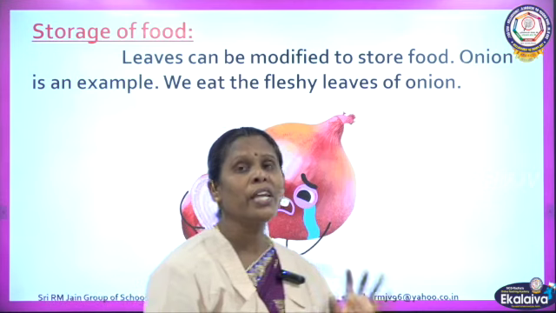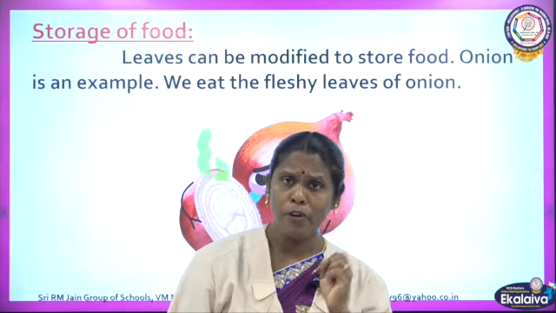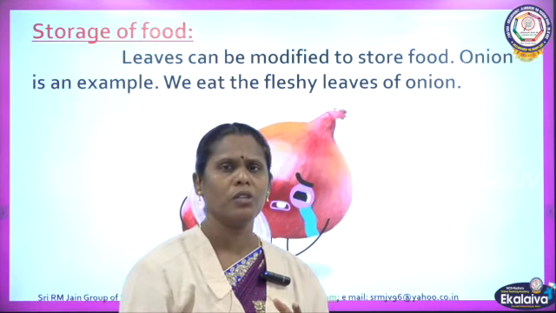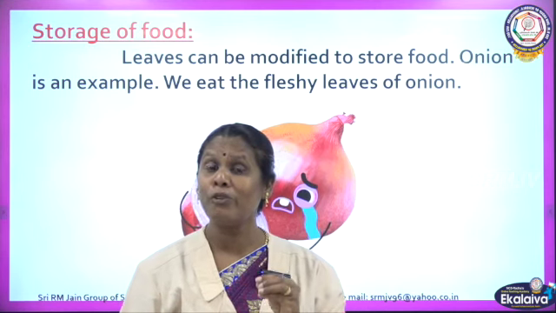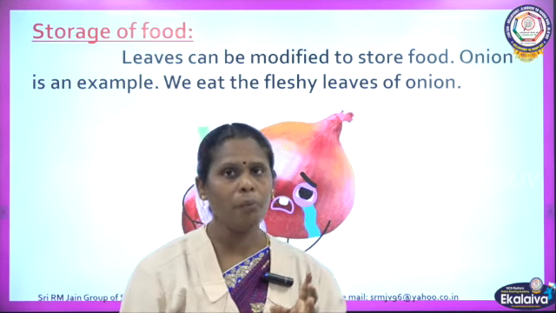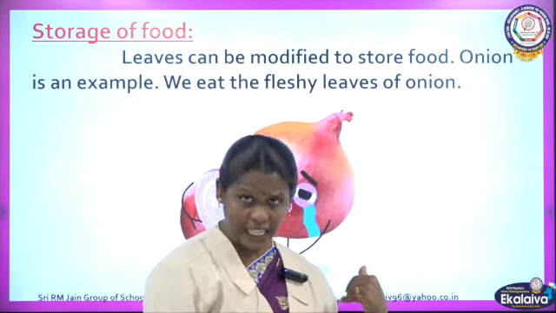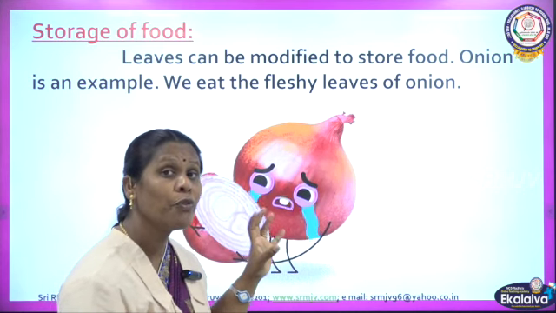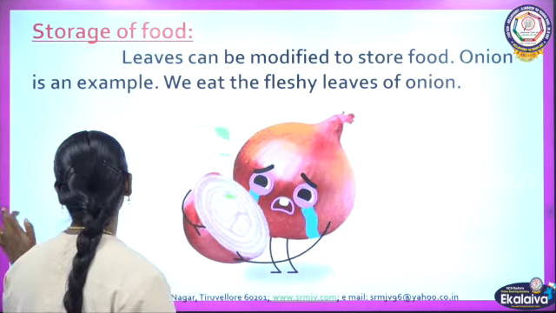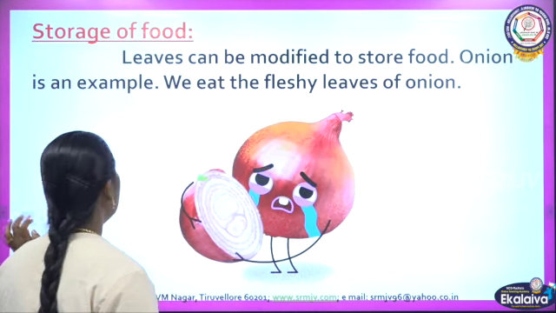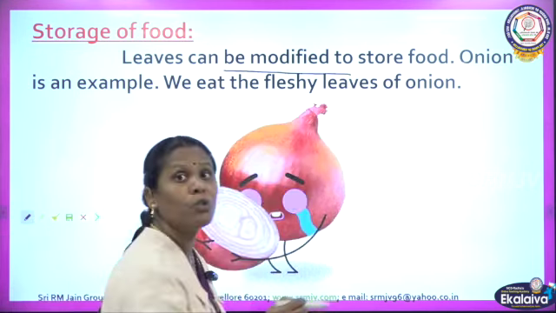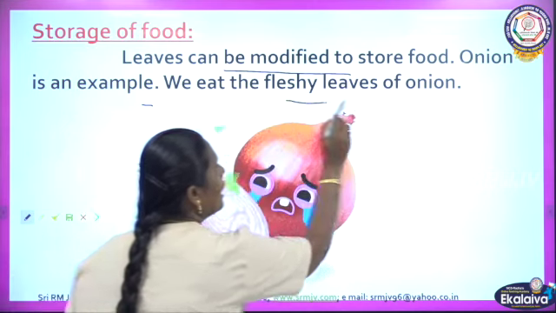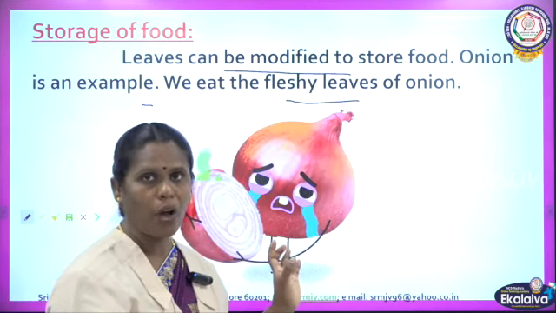Next one, storage of food. You see some plants store food in their root, for example carrot and beetroot. Some plants store food in the stem, for example potato and sugarcane, right? Here we are going to see that some plants store food in their leaves. Here leaves can be modified to store food. Onion is an example. We eat the fleshy leaves of onion, right?